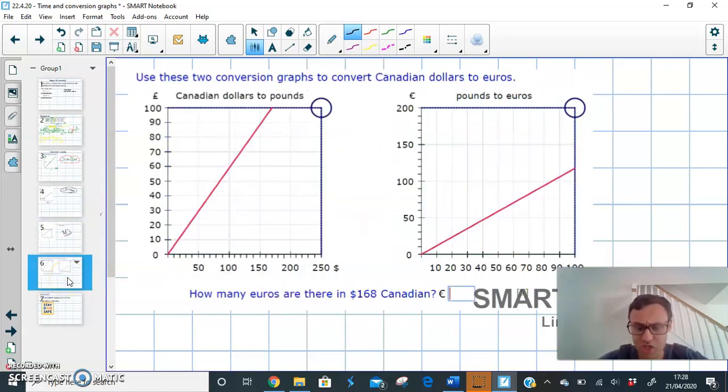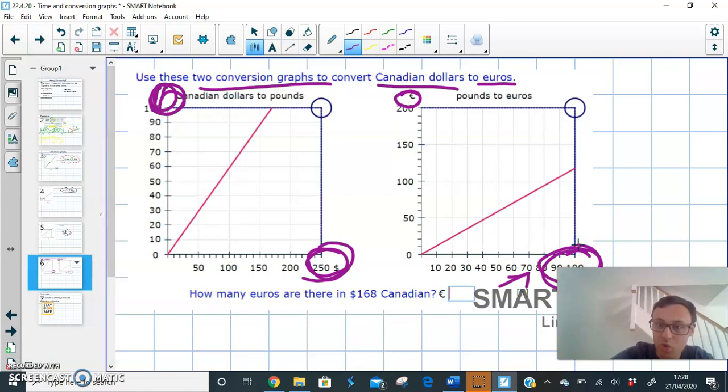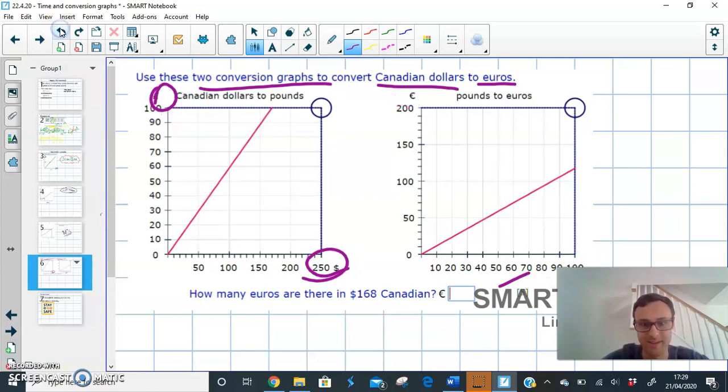Now, the second question is more complicated, and it involves using two graphs. Use these two conversion graphs to convert Canadian dollars to euros. Well, here's my Canadian dollars, which is here. This is pounds. On this graph, I've got pounds and then I've got euros. So I need to get from Canadian dollars to pounds, and then I need to get from my pounds from here, which I can transfer to here, in order then to get me to euros. So you're going to have to do it in a few steps as opposed to the last ones, which have been done just in the one step, or one graph, I should say.